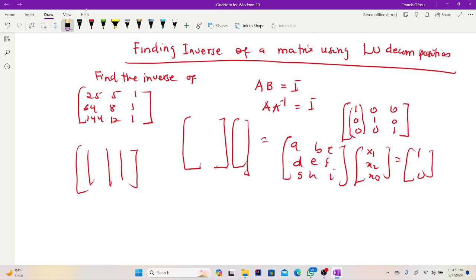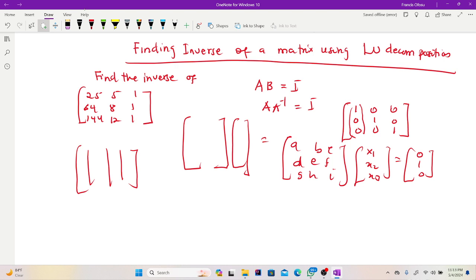Then I'll substitute this 1, 0, 0 with the second column of the identity matrix, and that will be 0 1 0. And after solving this same equation, I'll get the entries of the second column of the inverse. Likewise, I'll do it for this.